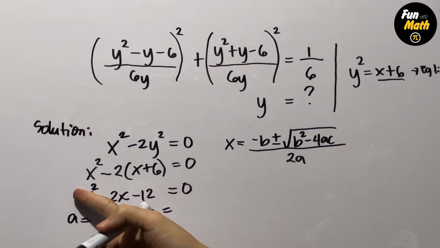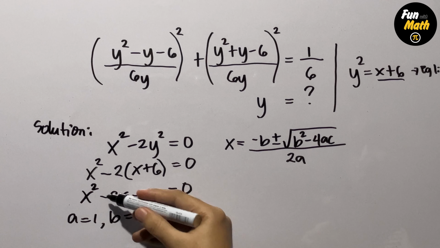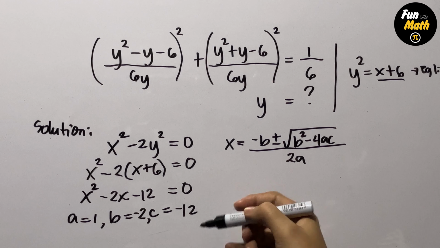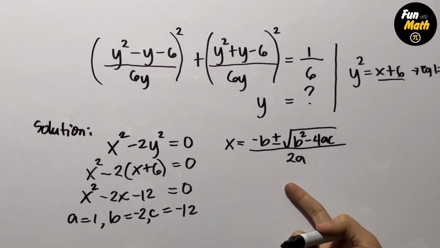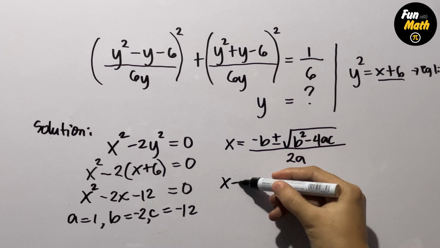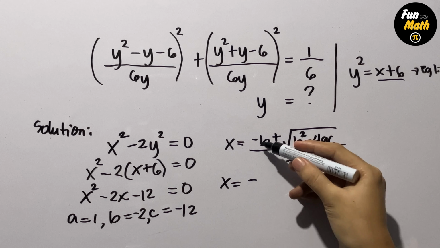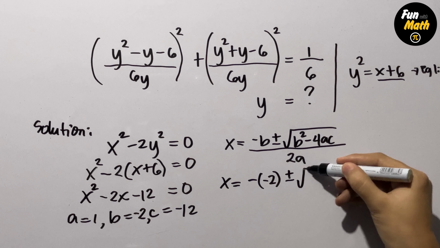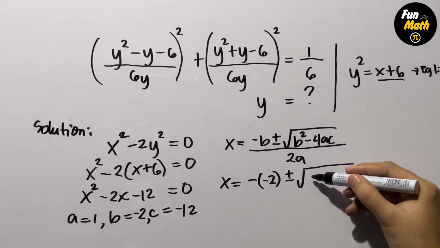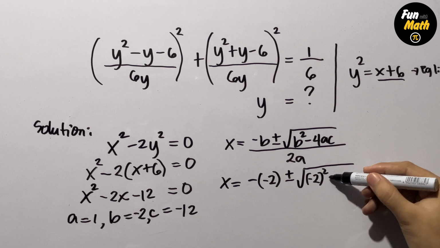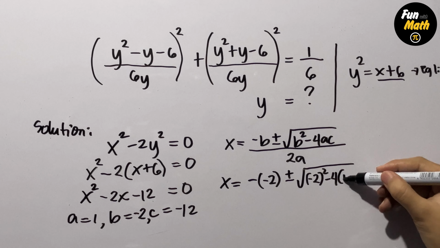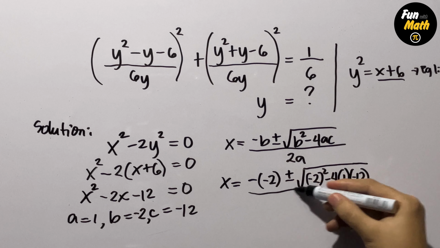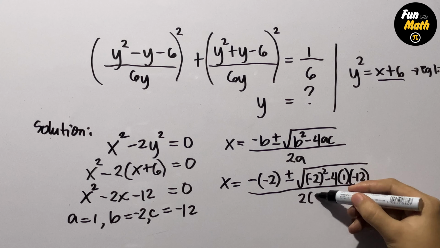Now for a, that is 1. For b, that is negative 2. For c, that is negative 12. So now using the formula, this is x is equal to negative times b, that is negative 2, positive negative square root of b squared, that is negative 2 squared, minus 4 times a, that is 1, times c, that is negative 12, whole over 2 times a, that is 1.